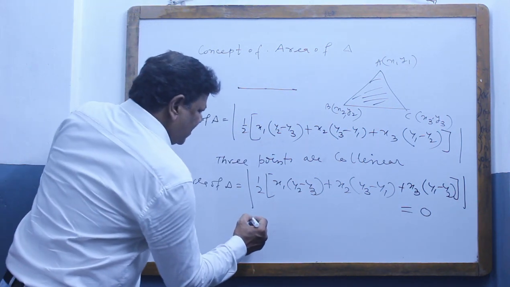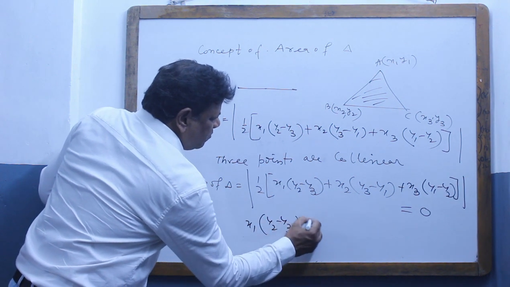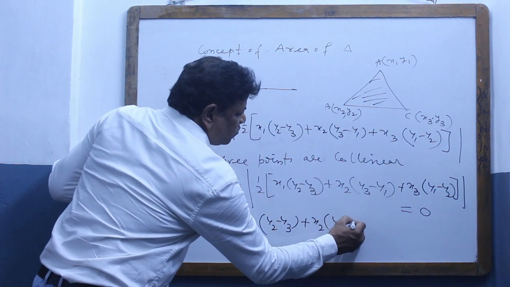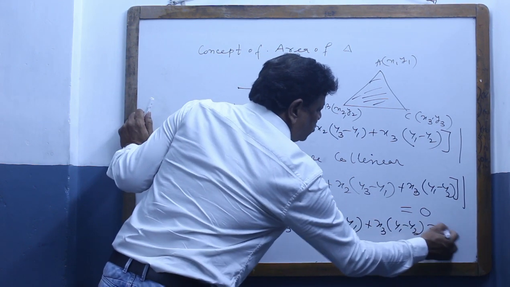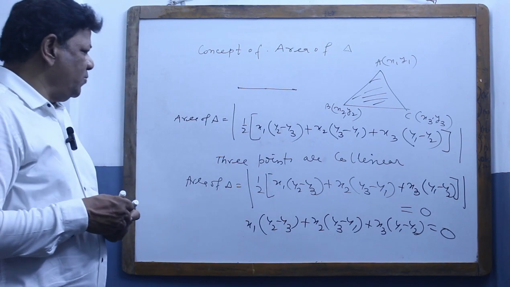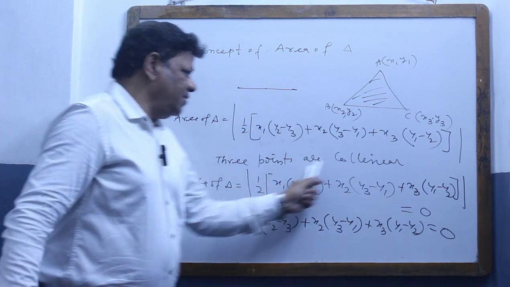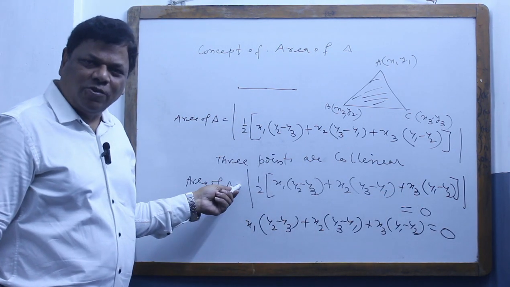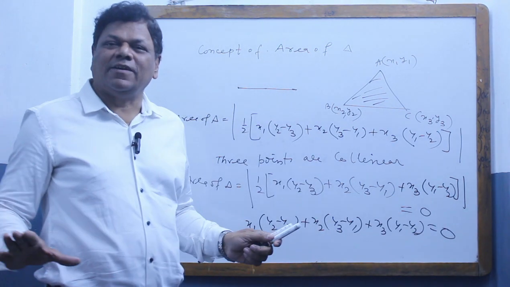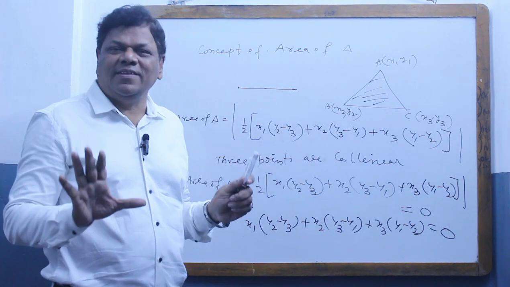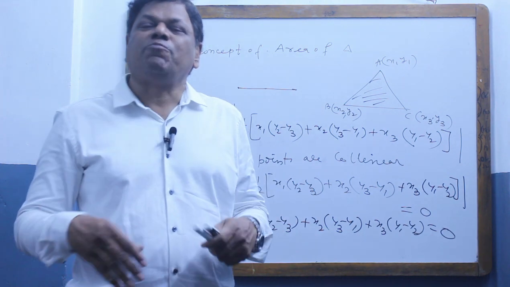Then I say x1 (y2 minus y3) plus x2 (y3 minus y1) plus x3 (y1 minus y2) equal to 0. That means if area comes 0 because this total is 0, then half multiplied by 0 is 0. So if area comes 0, that means 3 points are collinear. There are only two formulas. One formula is this: find the area and prove 3 points are collinear.